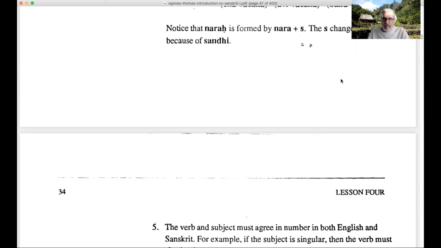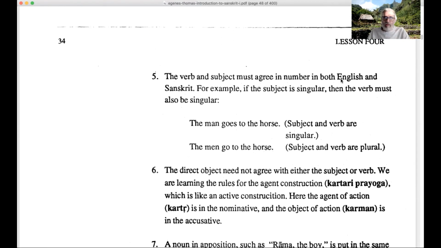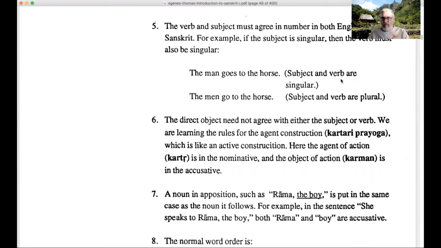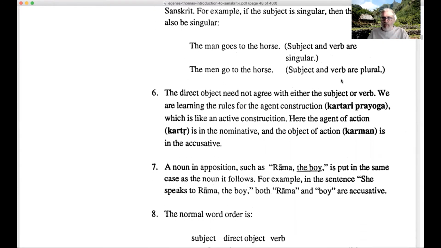Okay, good. So, for example, if the subject is singular, then the verb must be singular. The man goes to the horse, subject and verb are singular. Now, plural would be the men go to the horse. In that case, the men are plural. Plural of man is men. Then "go to" instead of "goes to", right?